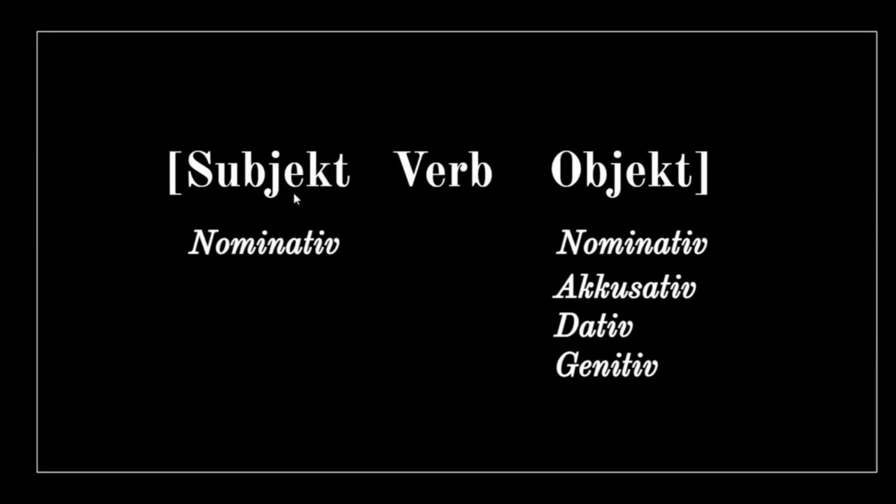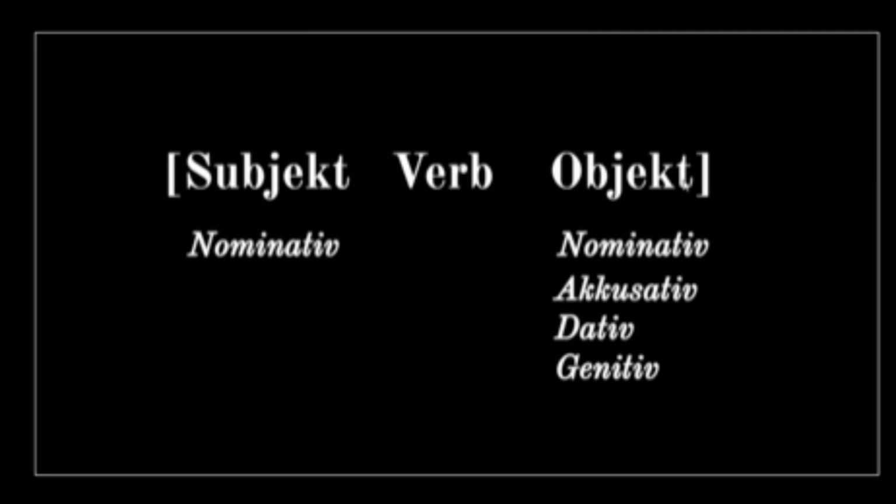The structure of a simple sentence is subject, verb, and object. So a noun in its original form is said to be in nominative case. So that's why the subject in a sentence is always nominative. Then comes the object. The object could be either nominative, accusative, dative, or genitive. And how do we decide the case of the object? It is by inspecting the verb.